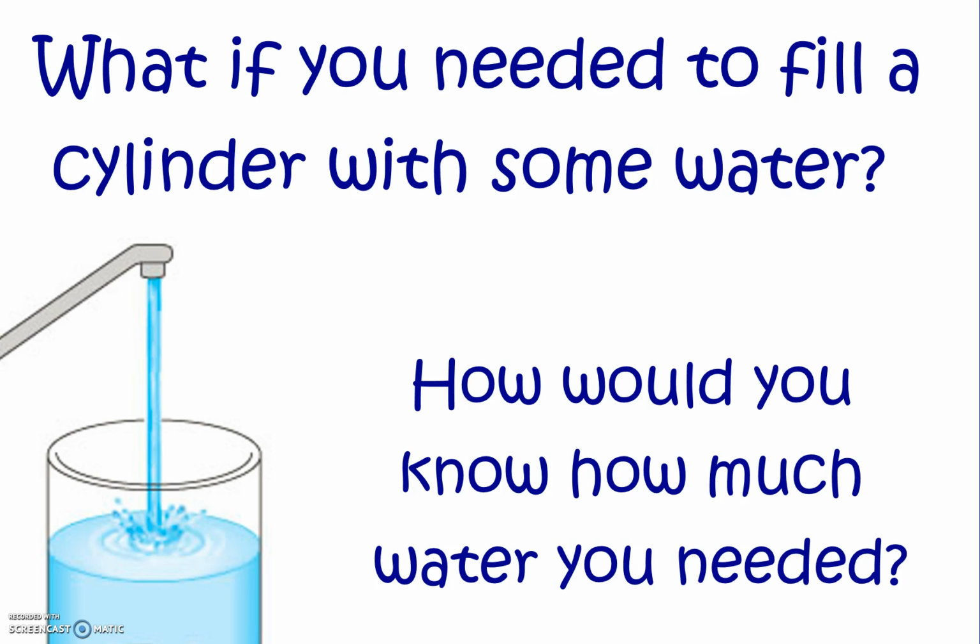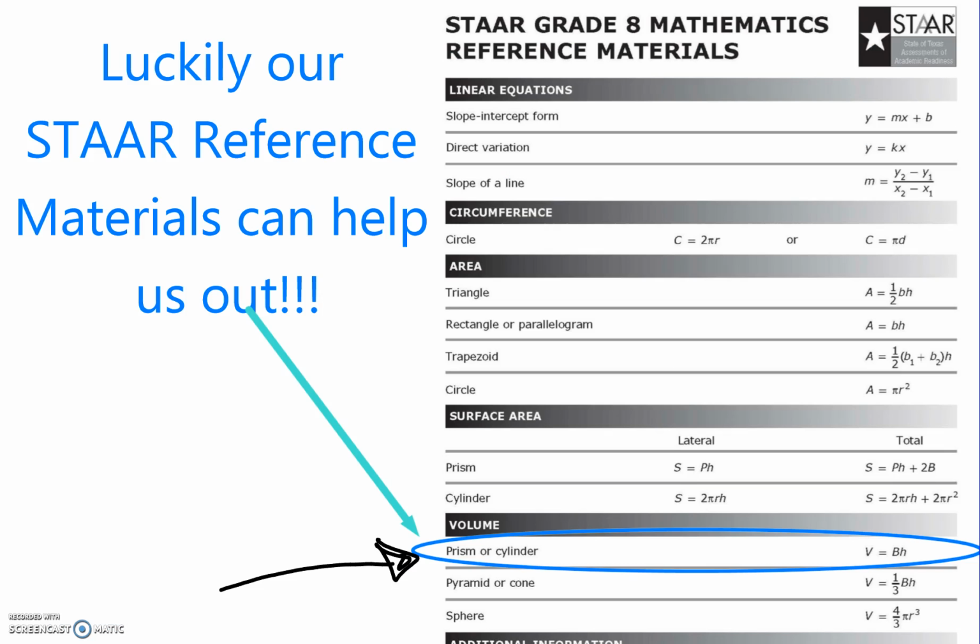So, what if you needed to fill a cylinder with some water? How would you know how much water you needed? And of course, our math chart tells us the formula in order to find the volume of a prism or a cylinder. And that is to multiply the area of the base times the height.